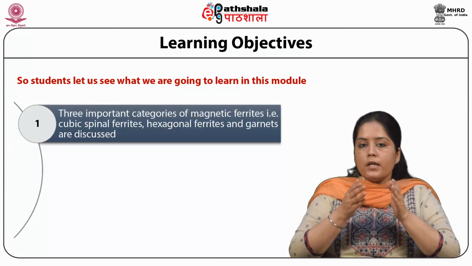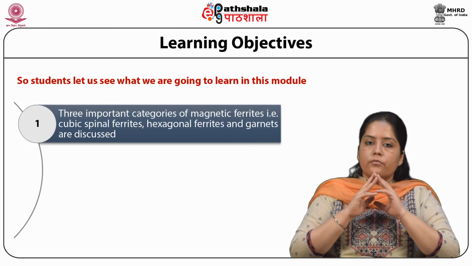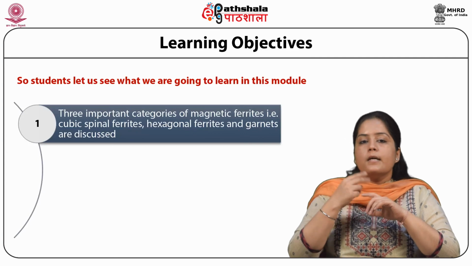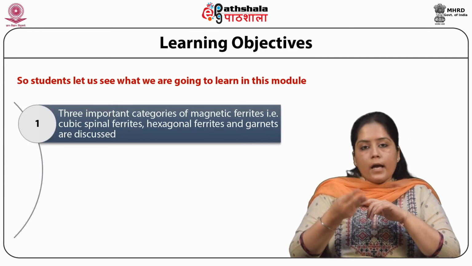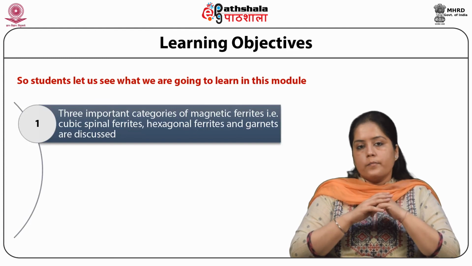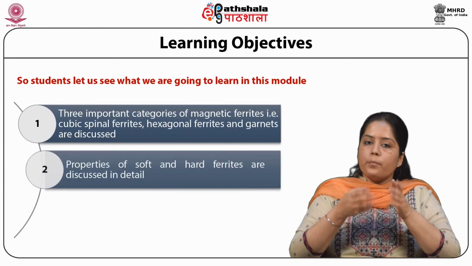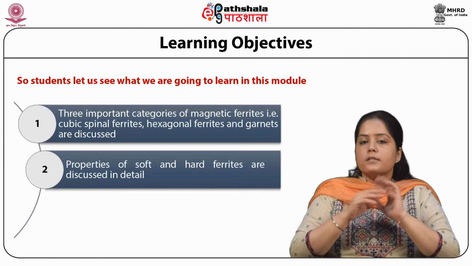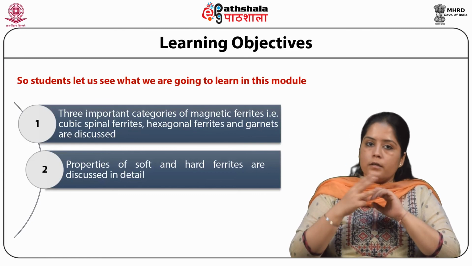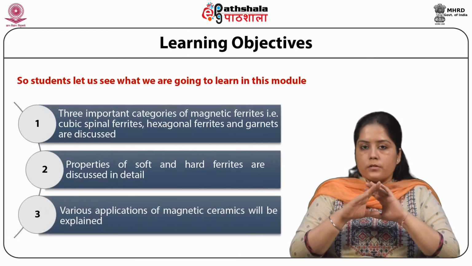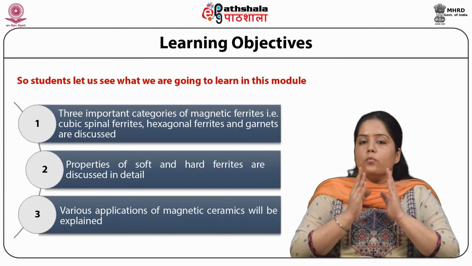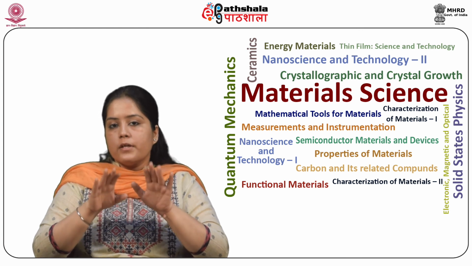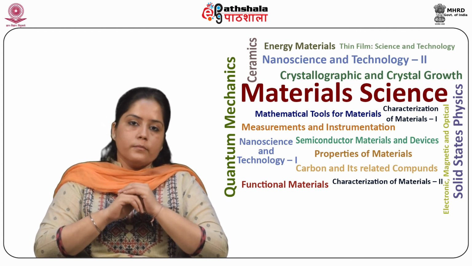First, the three important categories of magnetic ferrites, that is cubic spinel ferrites, hexagonal ferrites and garnets, are discussed. Second, properties of soft and hard ferrites are also discussed in detail. Third, various applications of magnetic ceramics will be explained. So students, let us start with a brief introduction about this module.